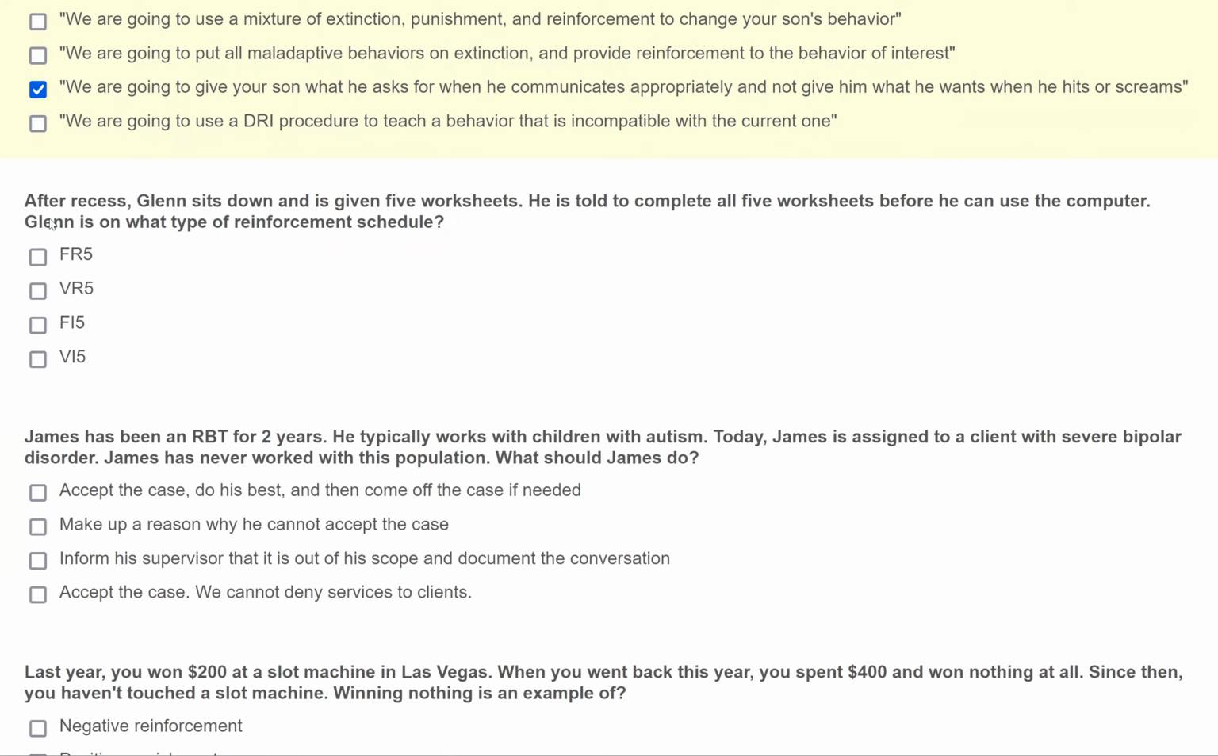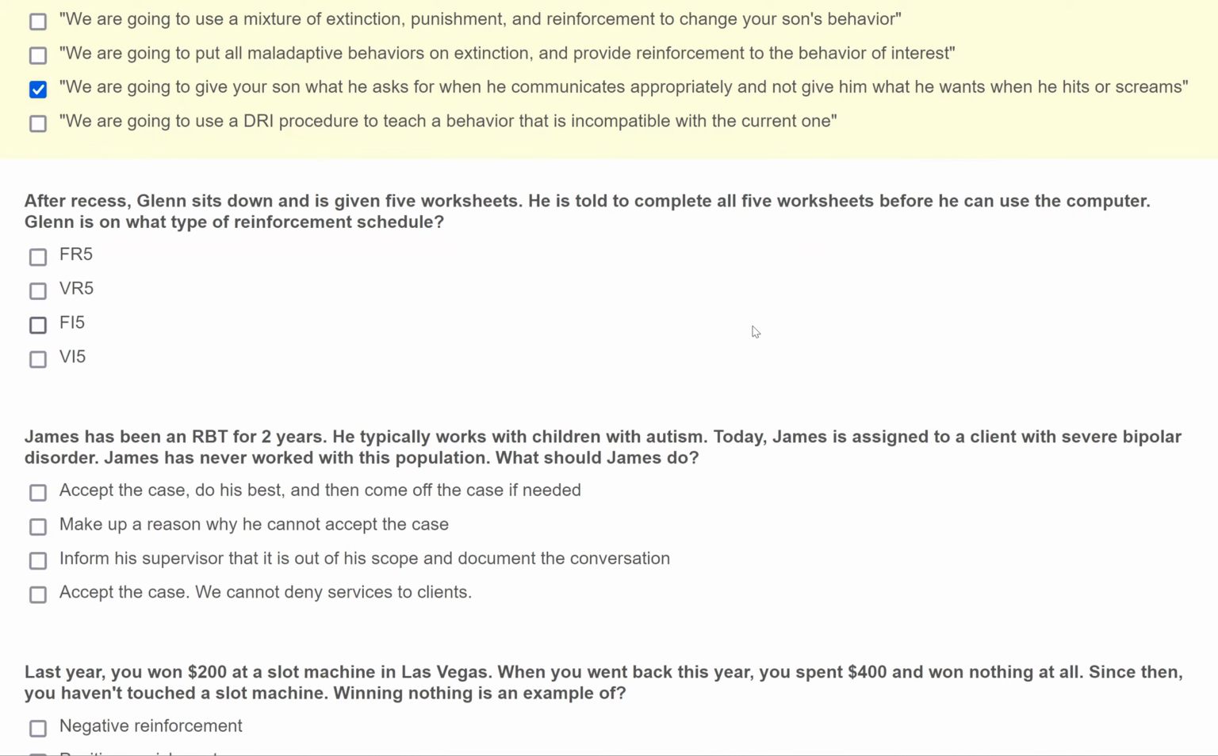So remember, we have our fixed and our variable, and then we have our ratio and our intervals. So let's always start with ratio and interval, because interval is going to represent some sort of time-based reinforcement. Ratio is response requirements. Is Glenn on any sort of time-based reinforcement? No, he needs to complete the 5 worksheets. There's no indication that Glenn has a set time limit, that he needs to spend a certain amount of time working or anything like that. He just needs to engage in 5 worksheets and complete those, whatever those responses might be.